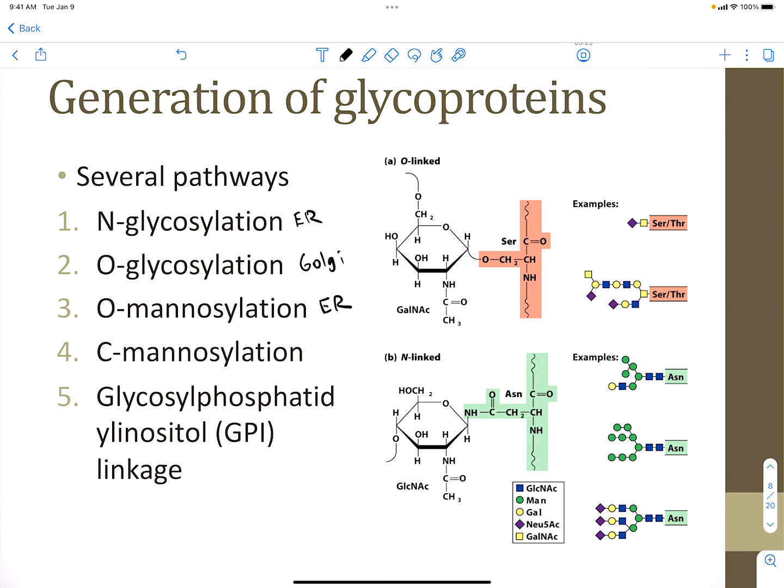And we have glycophosphatidylinositol, or GPI linkages, that can also occur. And so just remember what we're talking about: for O-linked, we're binding on oxygen. For N-linked, of course, it's going to be a nitrogen.